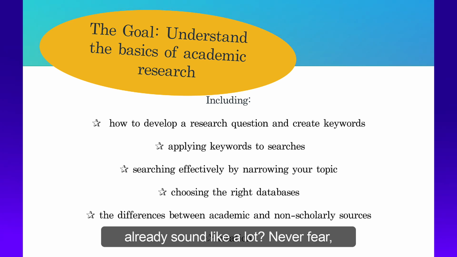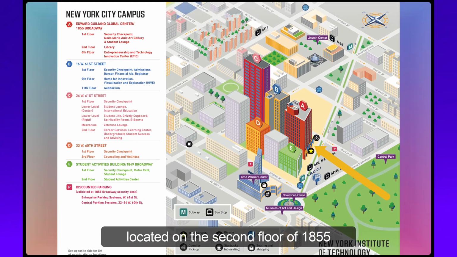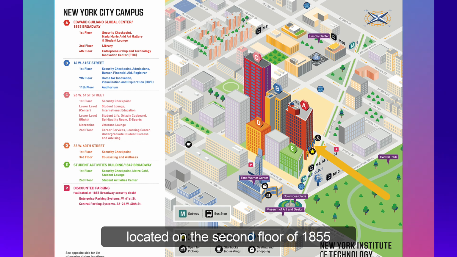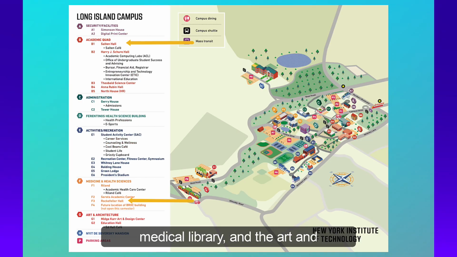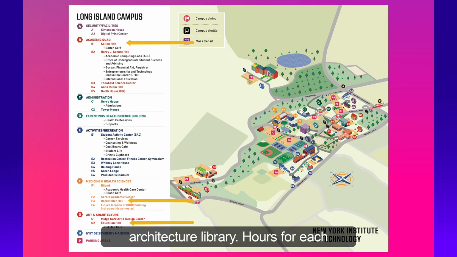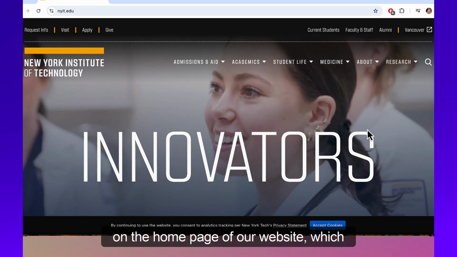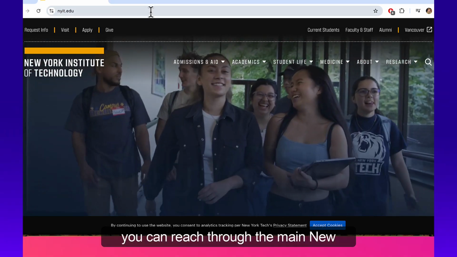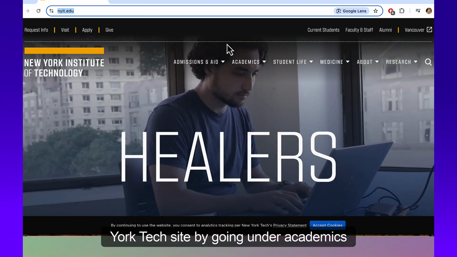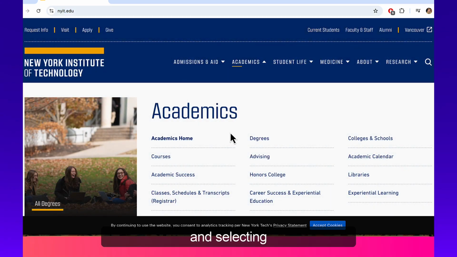Already sound like a lot? Never fear, because your library is here to help. We're available on both the Manhattan and Long Island campuses. Manhattan is located on the second floor of 1855 Broadway, and Long Island has 3 different options: Salton Hall Library, the Medical Library, and the Art and Architecture Library. Hours for each individual location are always available on the homepage of our website, which you can reach through the main New York Tech site by going under Academics and selecting Libraries.